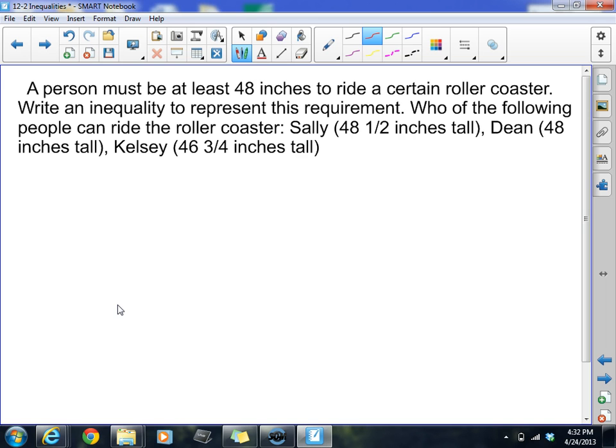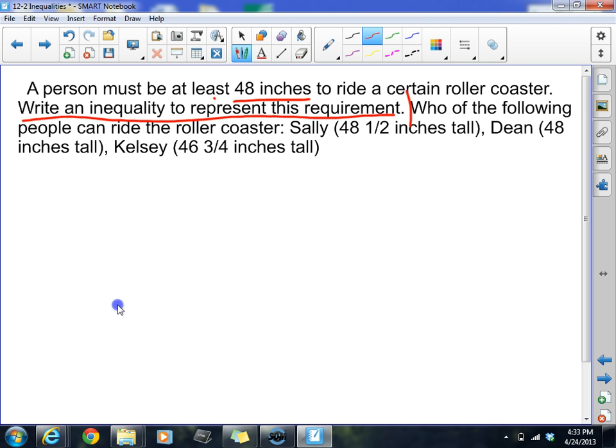Okay? A person must be at least 48 inches to ride a certain roller coaster. Write an inequality to represent this requirement. I'm going to pause right there, and we're going to come back to the rest of it. So the first says, write an inequality to represent this requirement. So it must be at least 48 inches.